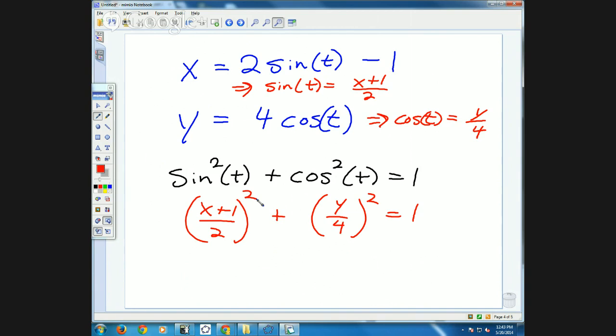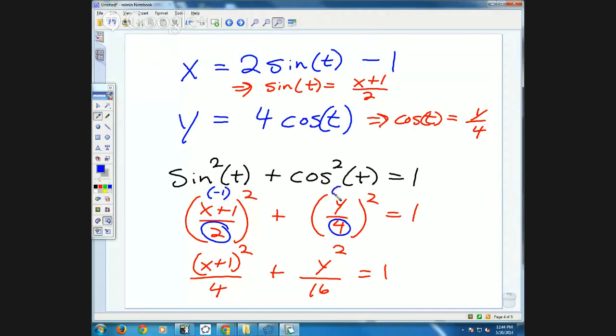So I'm just going to clean it up a little bit. This gives me x plus 1 squared over 2 squared, which is 4, plus y squared over 16 equals 1. So the critical numbers here, the important numbers: the 2 gives me half the length of the axis in the x direction. The 4 gives me half the length of the axis in the y direction. And the numerators tell me that the center x value is -1 and the center y value is 0.